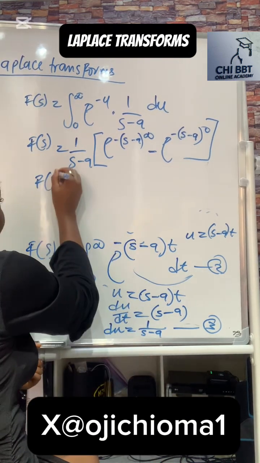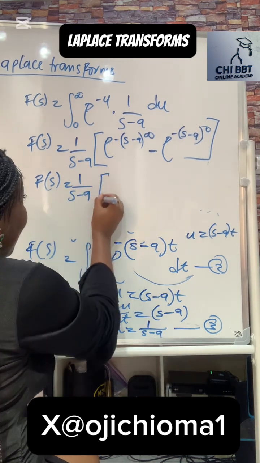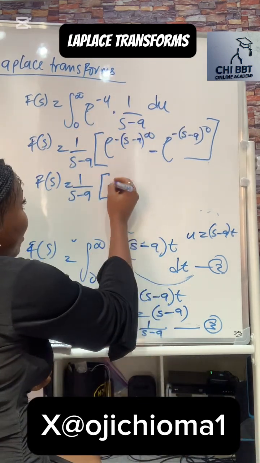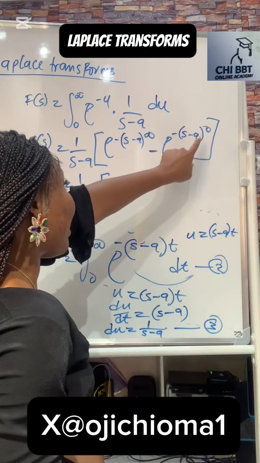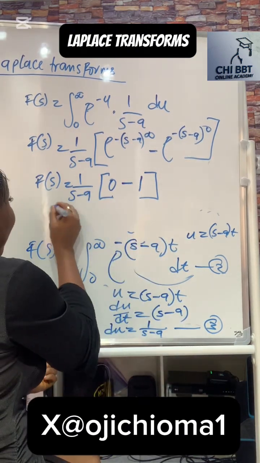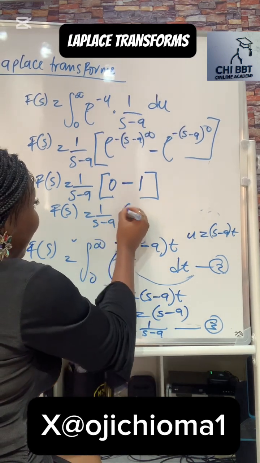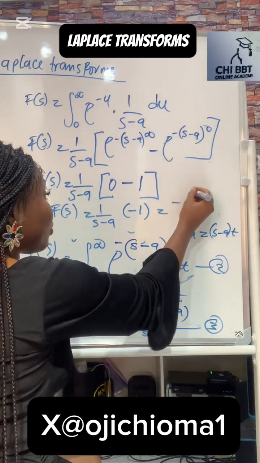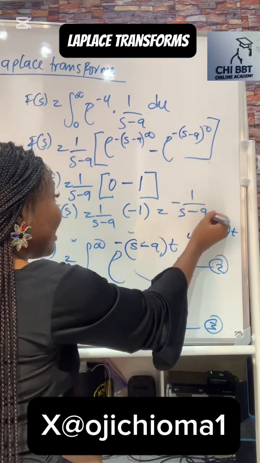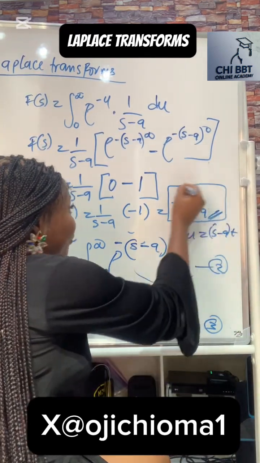So we have f of x equals 1 over s minus a. What? It's raised to power infinity, this becomes 0, minus, this is raised to power 0, this becomes 1. So bringing it down, we have f of x equal to 1 over s minus a, bracket, minus 1 will definitely give you minus 1 over s minus a. So that's the function, and you can see that the answer is now a function of x.